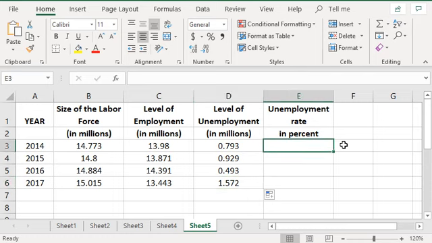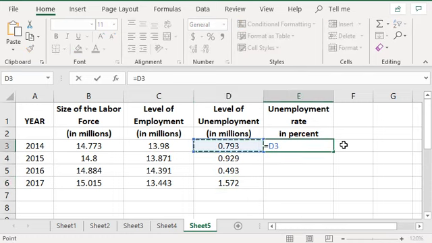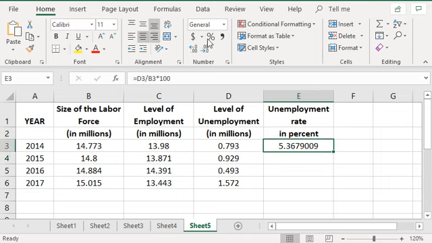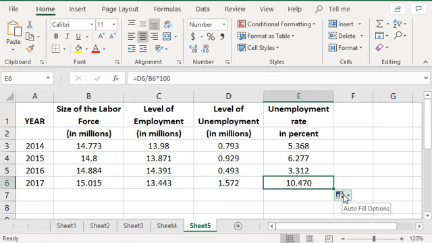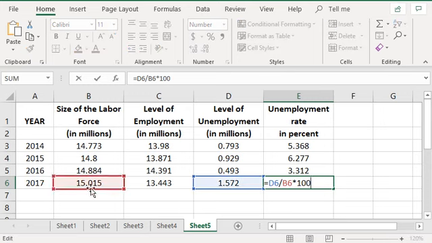Okay, now the unemployment rate is just the number of people unemployed divided by the size of the labor force. So we're going to take the number of people unemployed and divide by the size of the labor force, and then we multiply that by 100 to turn it into a percent. Then I'll shrink it down to 3 decimal places and pull it down, and you can see that the unemployment rate is the highest in 2017 at 10.47. And again, it's just the number of people unemployed divided by the number of people in the labor force.